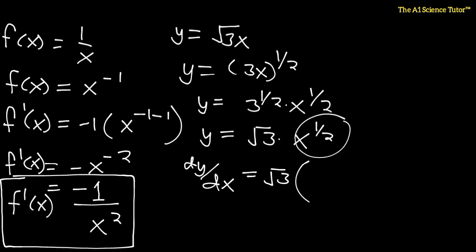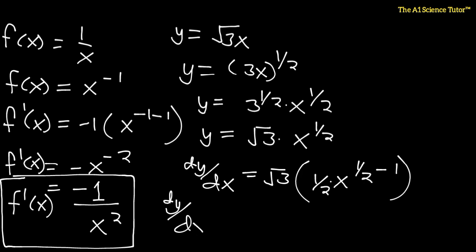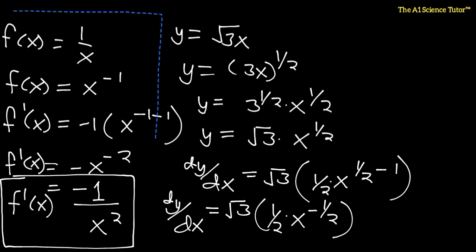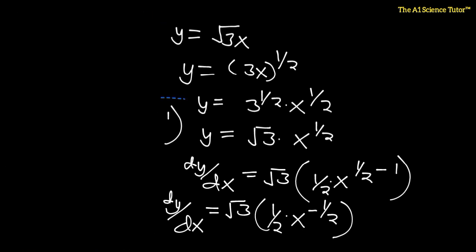Now, how do we work this one? It comes off as easy, as we have done in the previous examples. So this will be 1 over 2 multiplied by x raised to the power of 1 over 2 minus 1. So dy dx is going to be 1 over 2 multiplied by x. Now 1 over 2 minus 1 should give us negative 1 over 2. Now, while it's possible for you to leave the answer in this form, you could also go further. So let's try to do that.